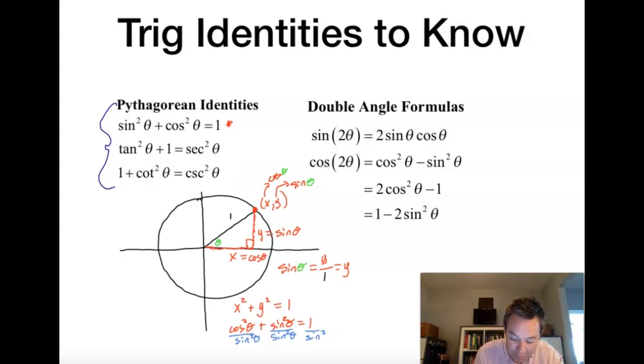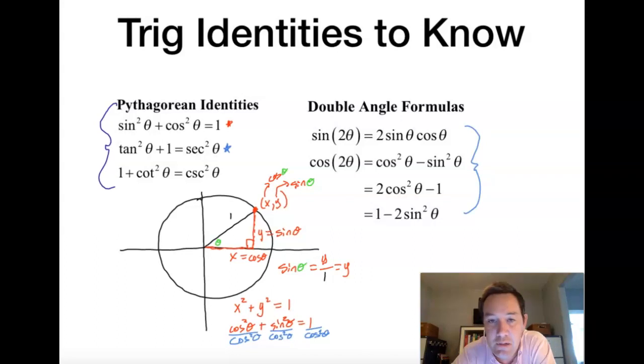Whereas if I instead divided everything by cosine squared, I would end up with, on the right-hand side, 1 over cosine squared is secant squared. So you end up with that middle Pythagorean identity. The others you don't technically have to have memorized for the AP exam, although they come up a little bit, so it's helpful. But I just wanted to give you those trig identities because we will be using them in some of the examples today.